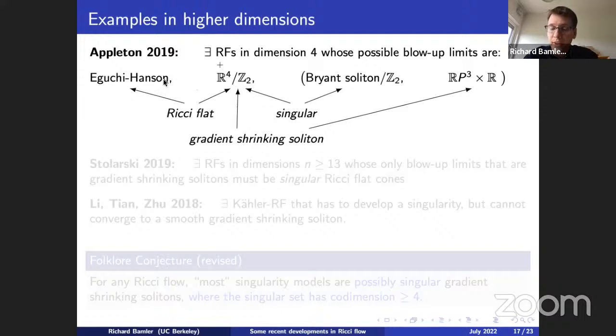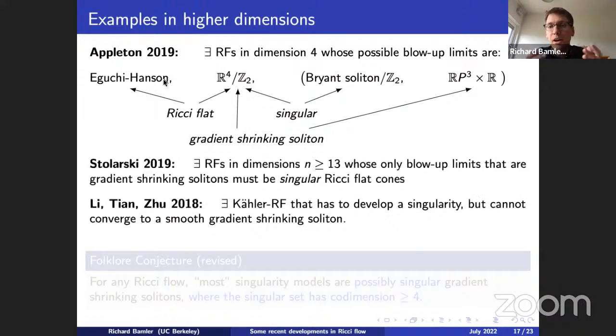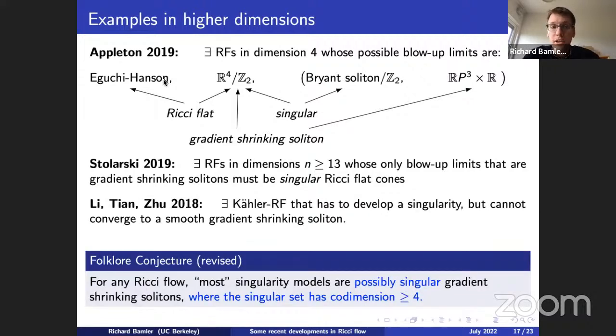So somehow this observation was reinforced by work of Stolarski in higher dimensions and Li, Tian and Zhu in the Kähler-Ricci flows. And this leads us to revise the Folklore conjecture. So it shows that, let me still keep the beginning somewhat vague, that most singularity models are possibly singular gradient shrinking solitons, where the singular set has codimension at least 4. And so in Appleton's example, the singular set is a point in something 4-dimensional. So that would be the optimal case.